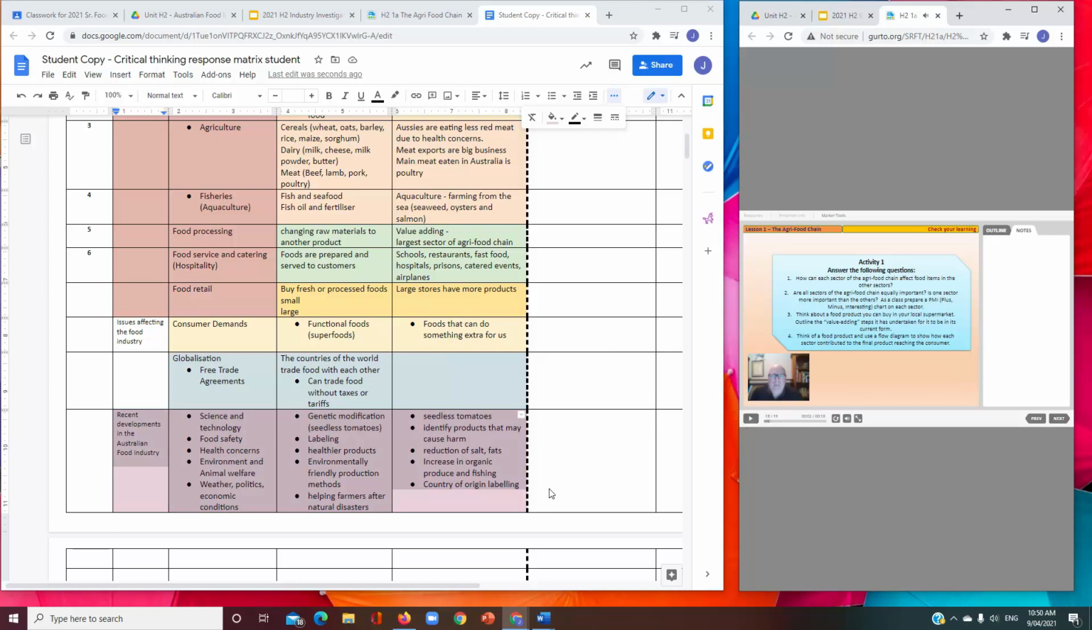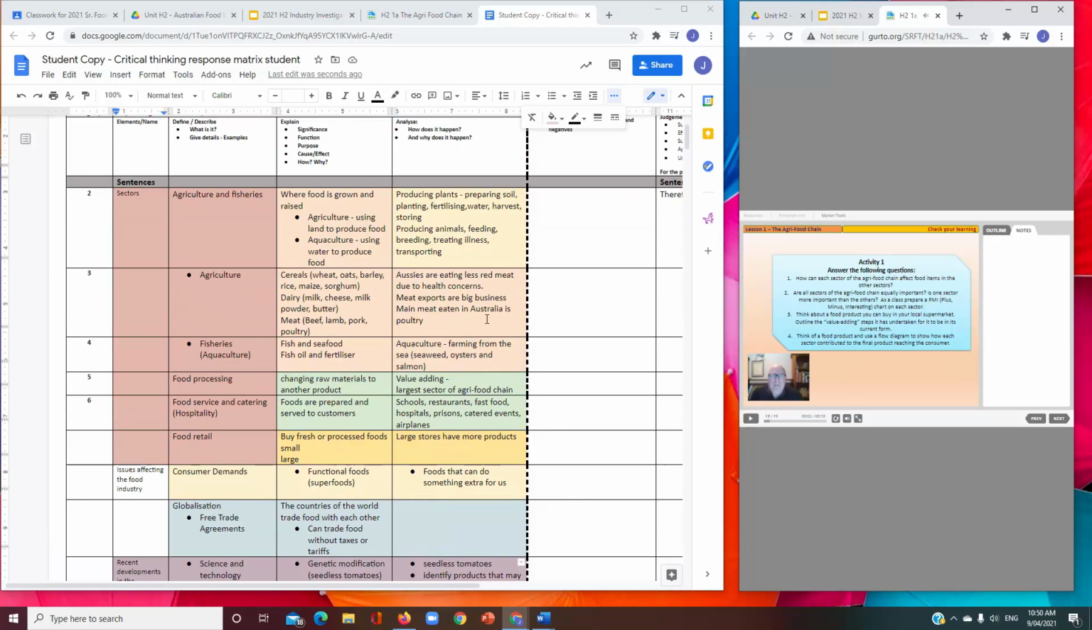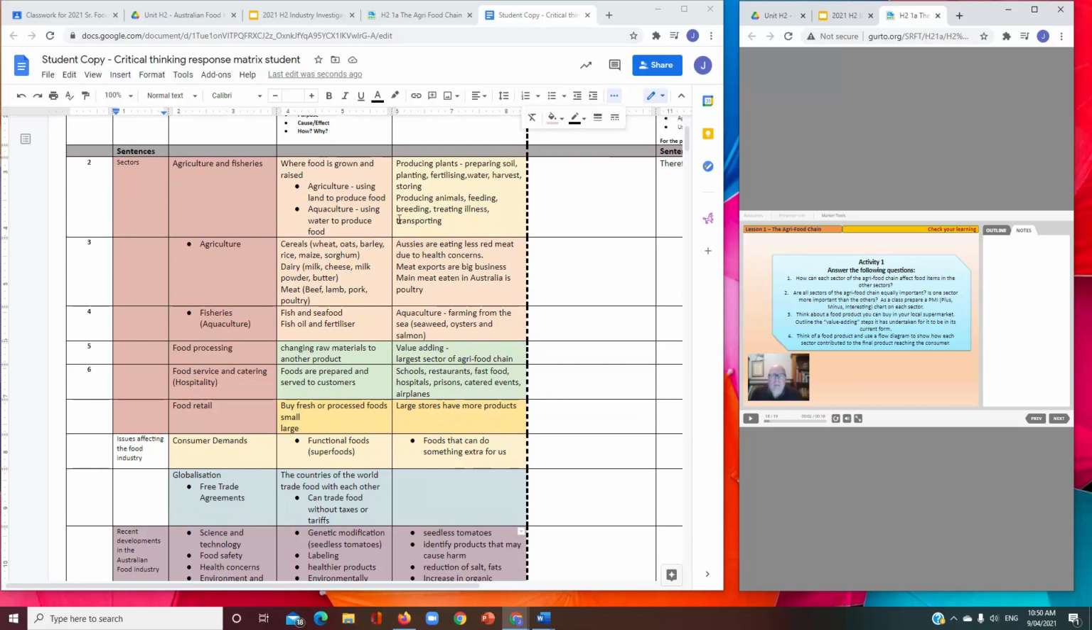Okay. So having a look at all of this, this is how notes that you should be able to take. So if I were to ask you a question, or there was an exam question about the sectors of the Australian food industry, you would say list the sectors of the Australian food industry. You would say the agriculture and fisheries, food processing, food service and catering, and food retail.